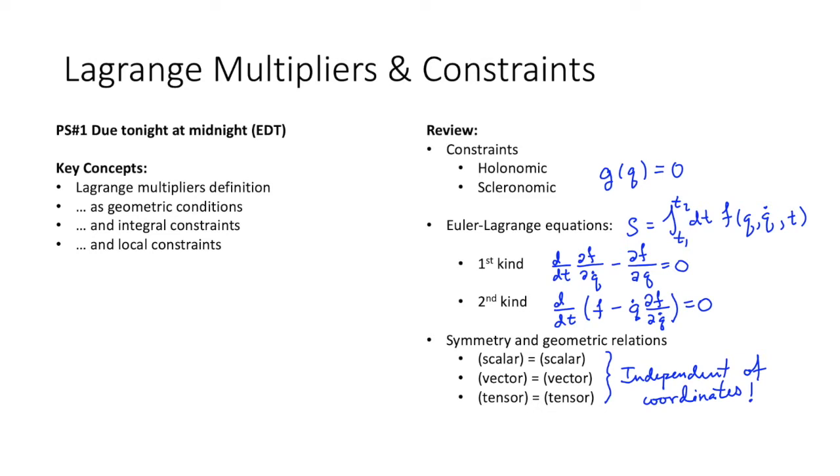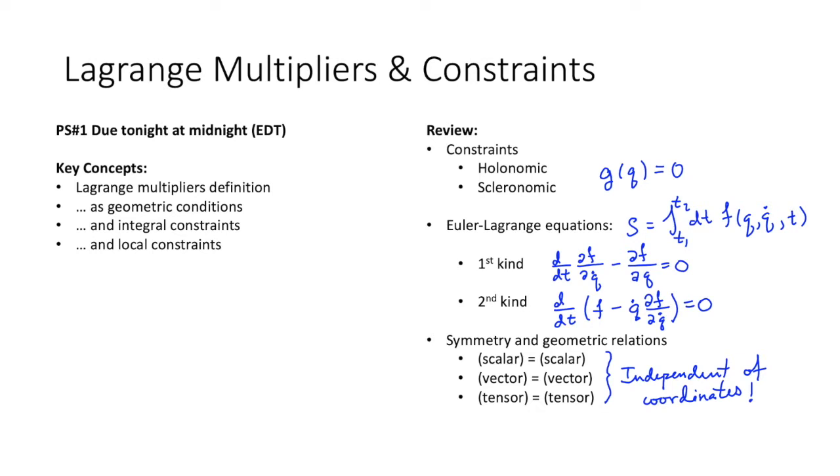Key concepts to be looking for in part 1 and 2 of the lecture today are Lagrange multipliers, definition, what are they, how they're defined or what they mean as geometric conditions or geometric objects, and then how to impose them in variational principles for integral constraints, so constraints that are defined across the full range in time, and local constraints, constraints that are true at each individual time, and we'll make that explicit when we get to it.